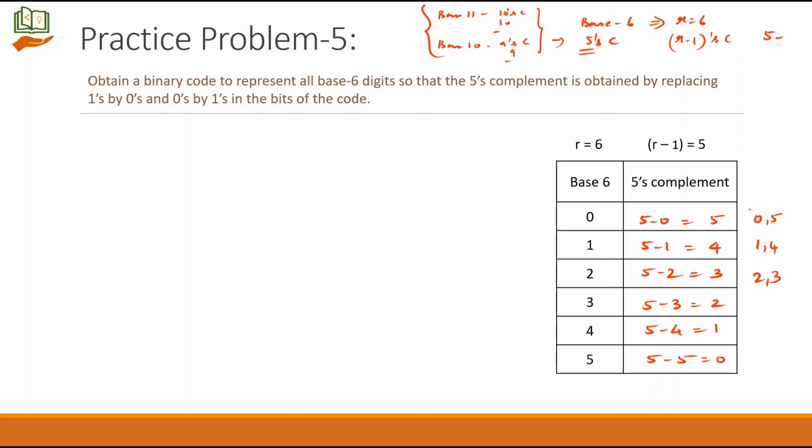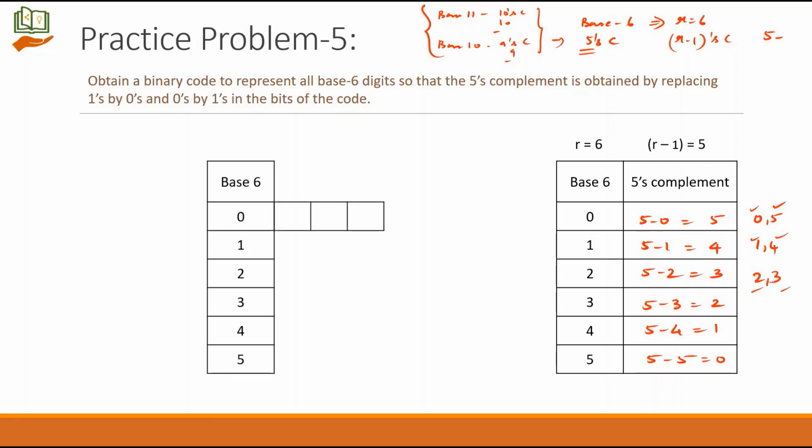It means when I represent 0, the complement of zeros and 1 will give me 5. When I represent 1, the complement will be giving 4. When I represent 2, the complement should give me 3. Let's take the basic numbers. Let's take for 0. When I want to represent any number by 0, it is better we start with 0, 0, 0. And obviously this 5 will have all the ones. They are asking us to obtain the code by replacing ones by zeros and zeros by ones. So only with this clue I can proceed.